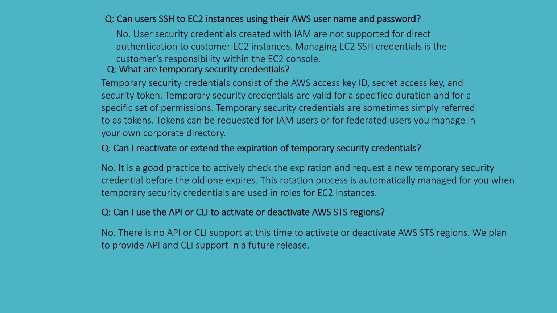Can I reactivate or extend the expiry of temporary security credentials? No, it's a good practice to check expiry, request a new temporary security credential before the old one expires. This rotation process is automatically managed for you when temporary security credentials are used in roles for EC2 instances. Can I use the API or CLI to activate or deactivate AWS STS? No, there is no API or CLI support at this time to activate or deactivate AWS STS. We are planning to provide it in a future release.